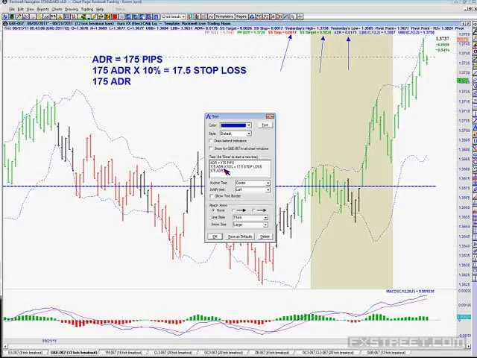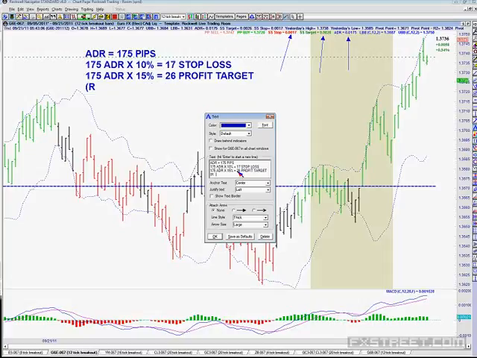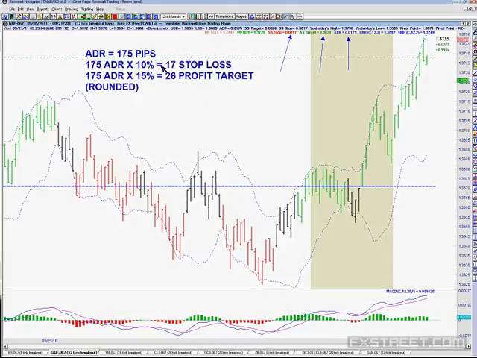175 ADR times 15%, well, that's going to be... my software is rounded up for the target, it looks like, and down for the stop. But either way, that's fine. And we'll just say rounded, to make sure if anyone does the math. I mean, really at this point, one pip difference isn't going to really matter. But based on my calculations, I'm looking for a 26 pip profit, and I'm willing to risk 17 pips.